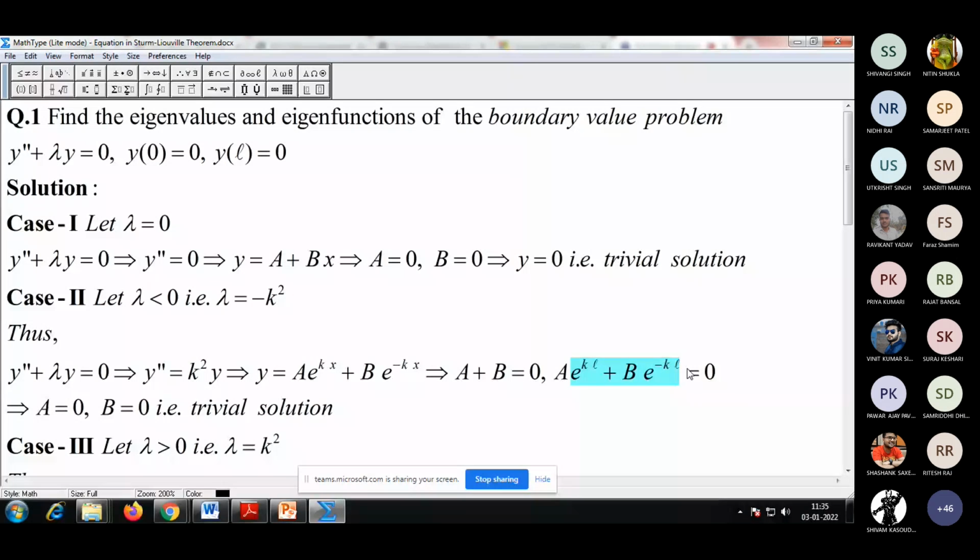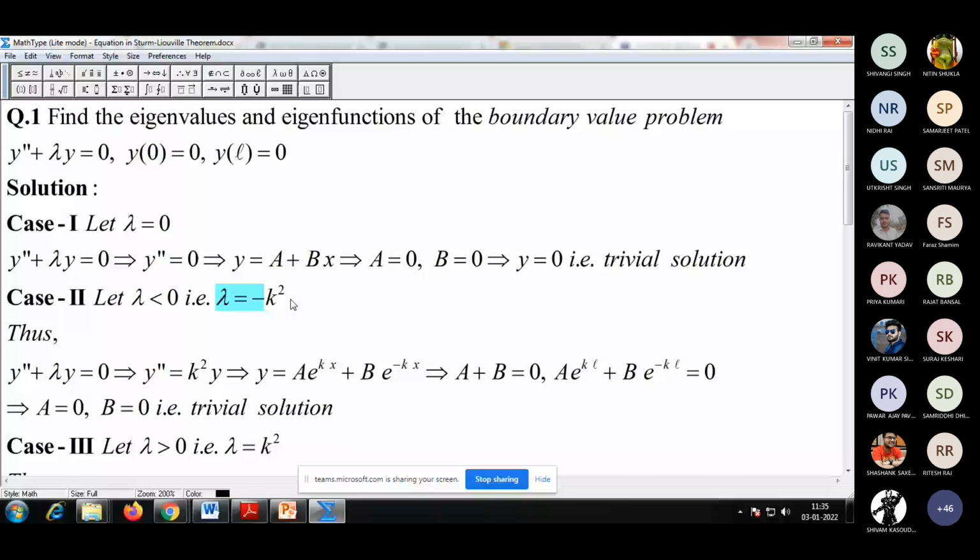Since e power kl minus e power minus kl can't be 0, hence a is 0. So if a is 0, then b is also 0. So again, for this value of lambda, we are getting the trivial solution. So again, this lambda will not give us eigenvalues.